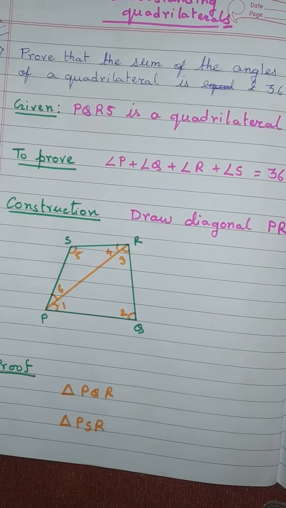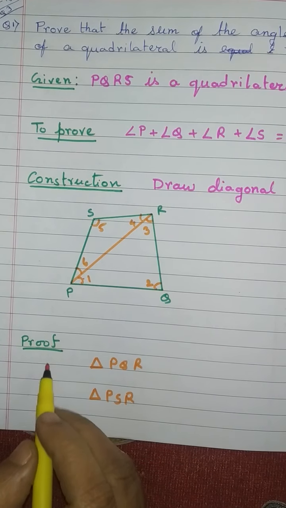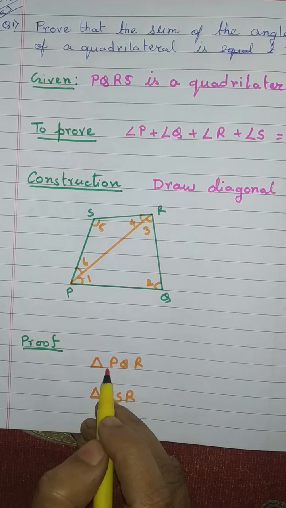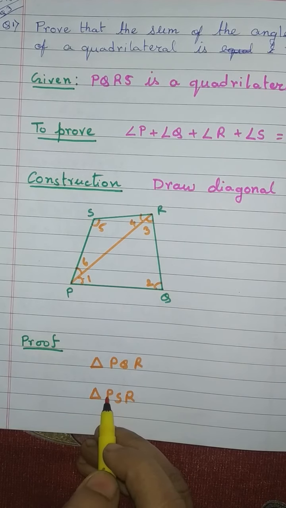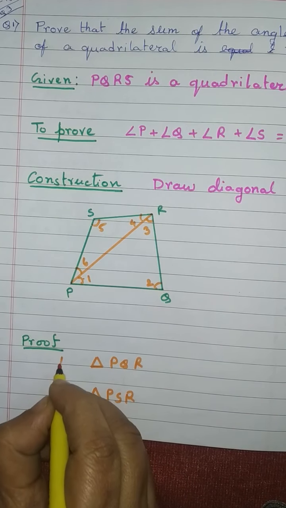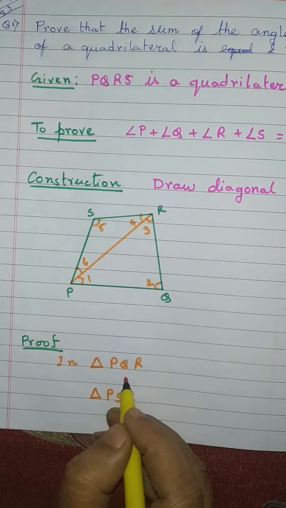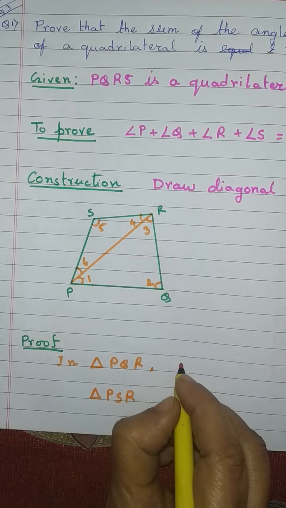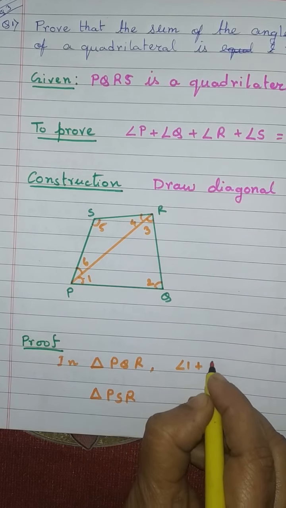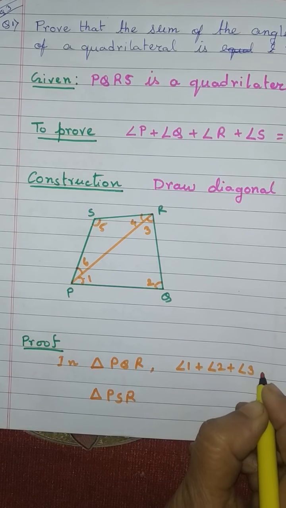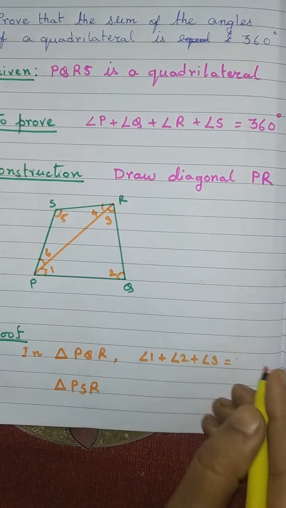Now last step, this is the important step. यही मेन करना है. That is how to prove. So just now I am telling you it divides into 2 triangles. Now in triangle PQR, we know that sum of 3 angles of a triangle is equal to 180 degree. So in triangle PQR there are 3 angles. The angles are angle 1 plus angle 2 plus angle 3 is equal to 180 degree.